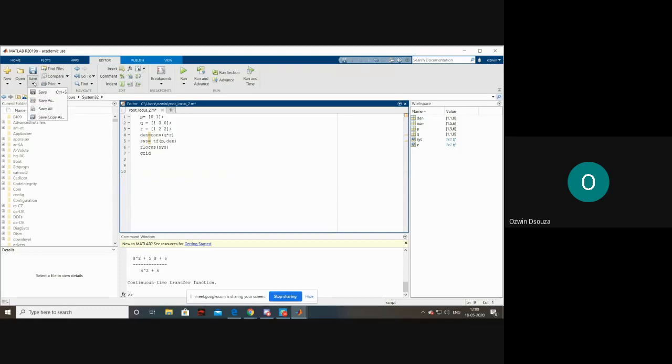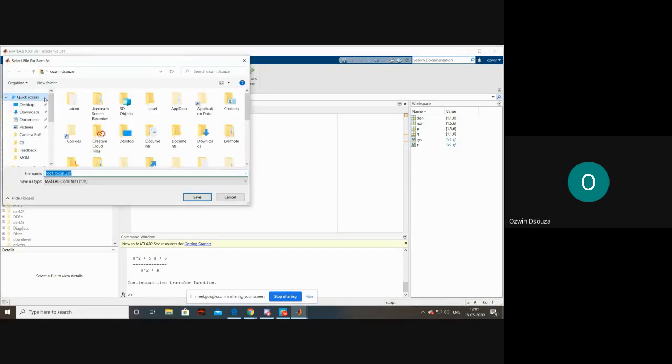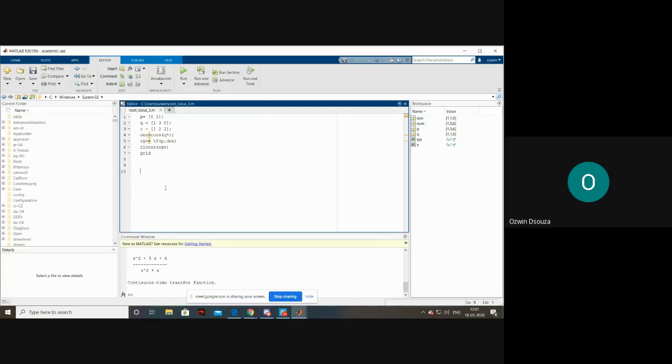We'll save it as a different file, let's say 3. We'll save. Now we'll execute. It is throwing some error, incorrect dimensions in matrix multiplication.